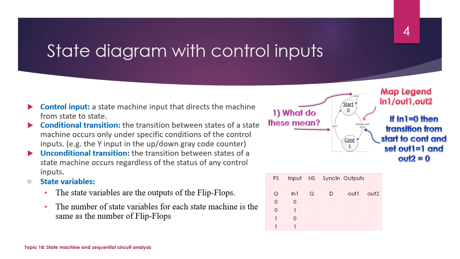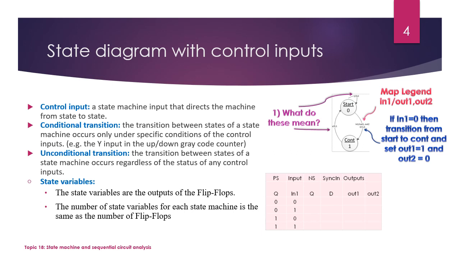And state variables. So we use binary variables or Boolean variables to represent these different states. For one bit of data, we can represent 2 states, right? So one flip-flop can represent 2 states, 0 or 1. If we have more than 2 states, we need 2 flip-flops or 2 state variables.